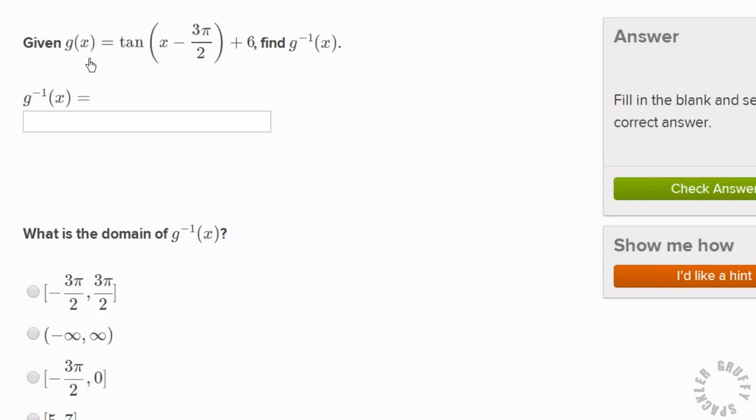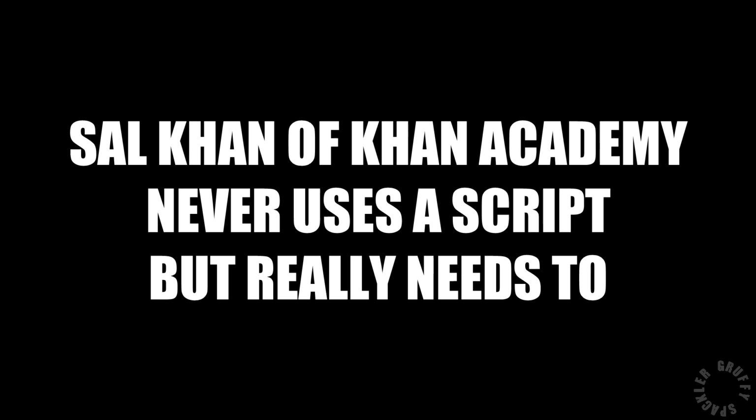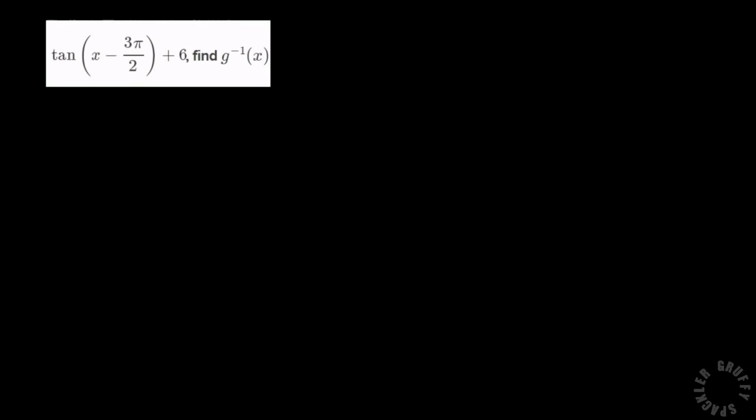We're told, given g of x is equal to tan of x minus 3 pi over 2, plus 6, find g inverse of x, and they want us to type that in here. And then they also want us to figure out what is the domain of g inverse of x. So I've got my little scratch pad here to try to work that through. So let's figure out what g inverse of x is.